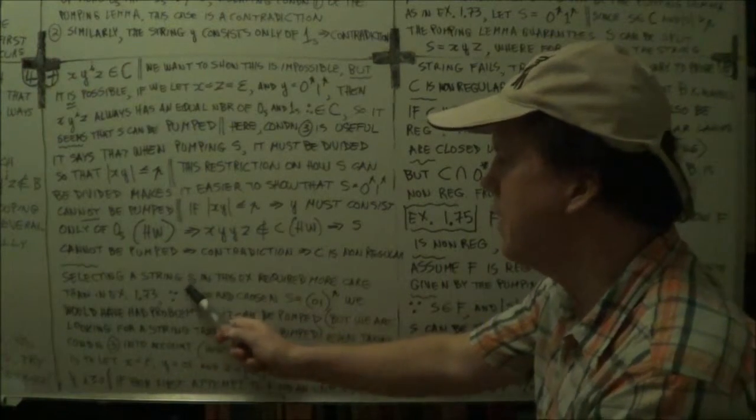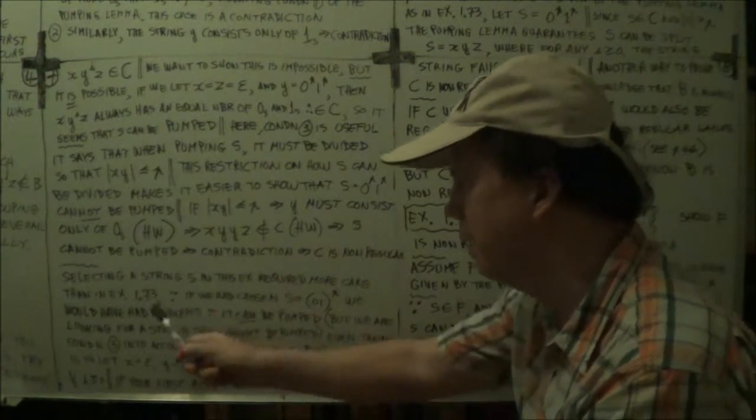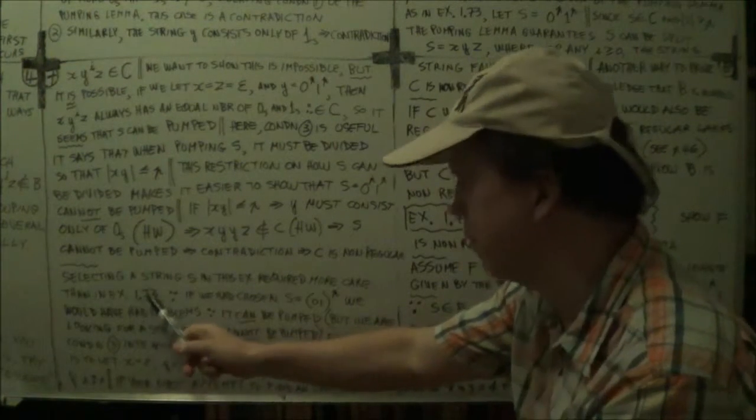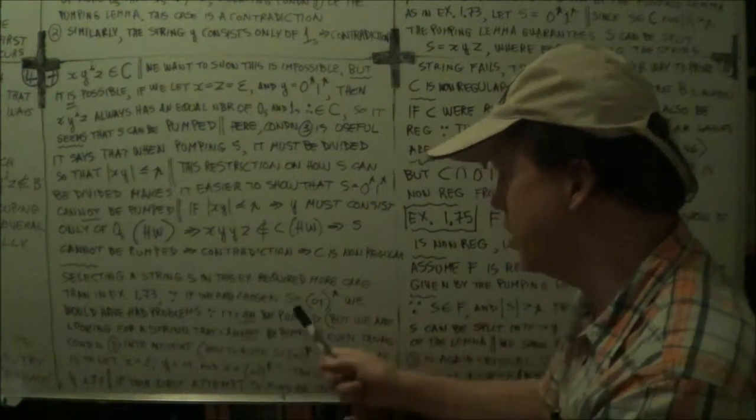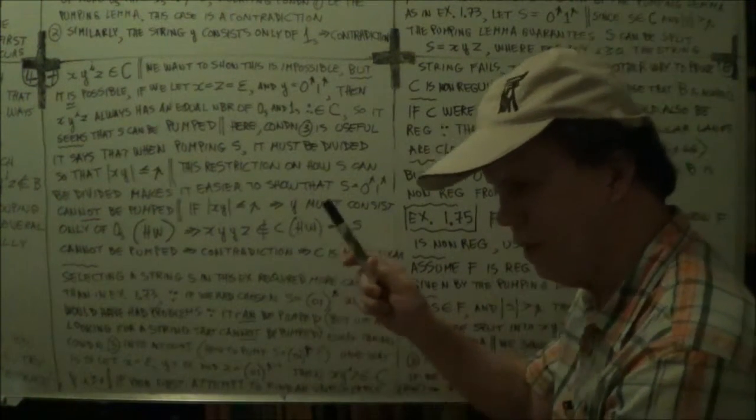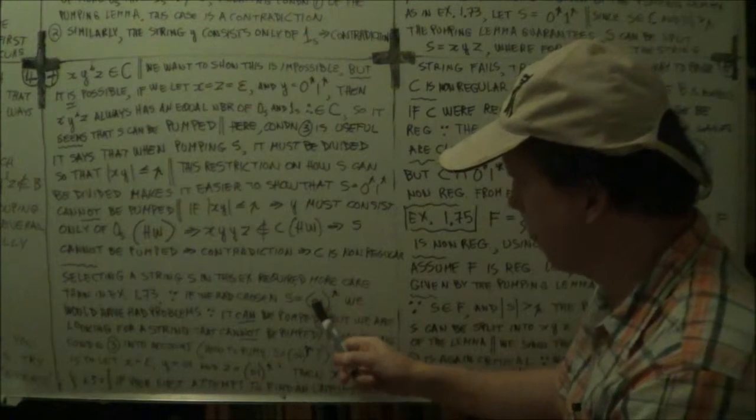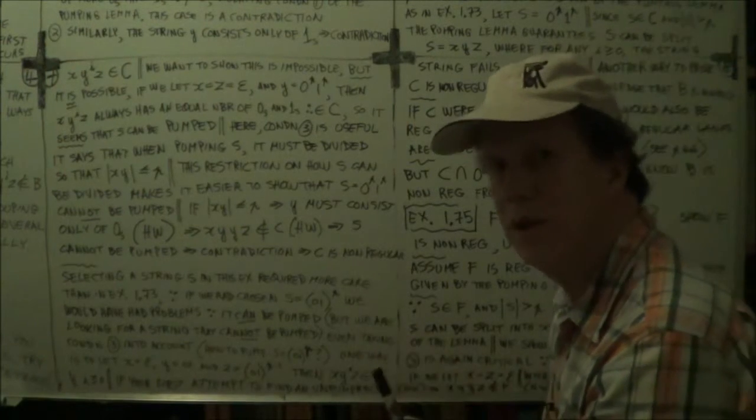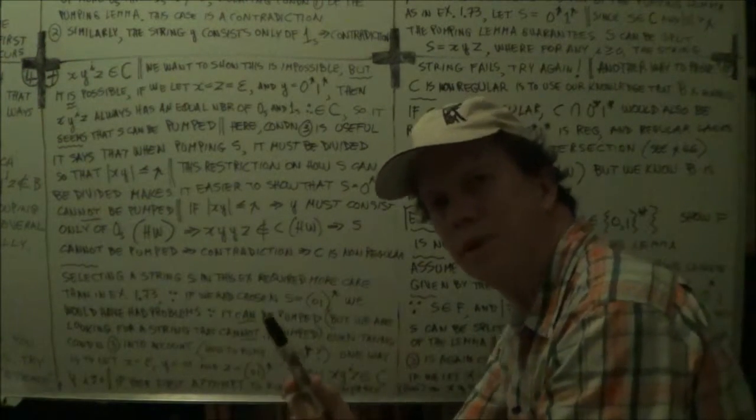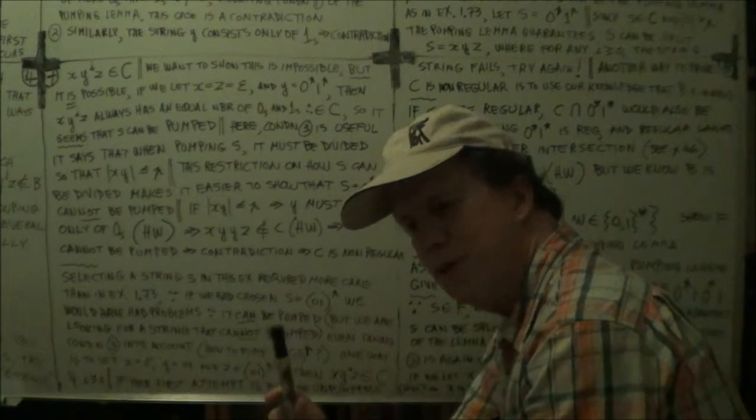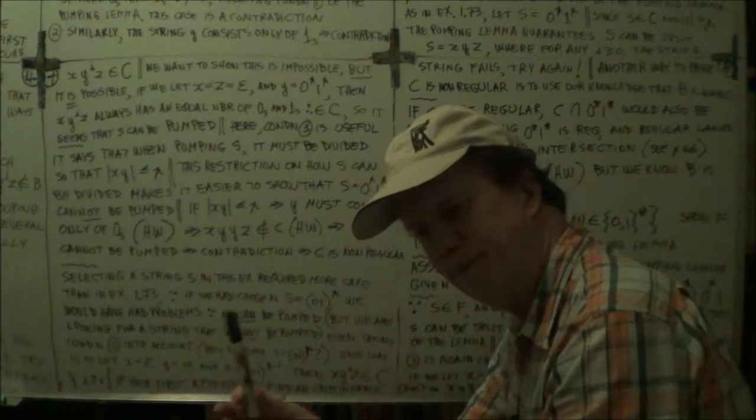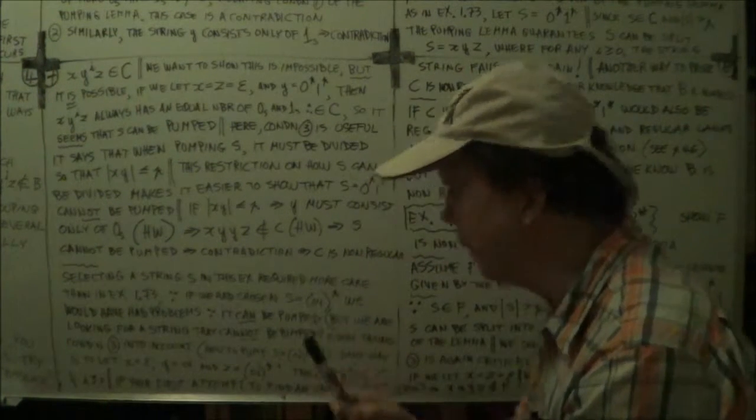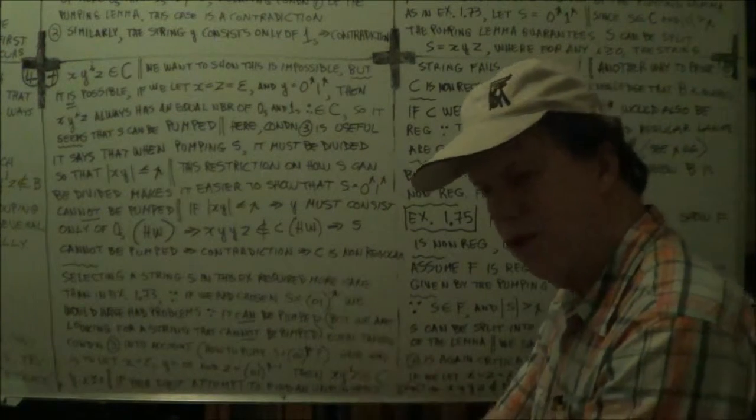Now selecting the string S here required a bit more care than the previous example. For example, say we'd chosen a slightly different string. Instead of it being 0 to the P, 1 to the P, say we'd chosen (0,1) all to the P, a different candidate string. So we're trying to find a counterexample, a string S whose size is larger than or equal to the pumping length, little p, and then show that that string cannot be pumped.